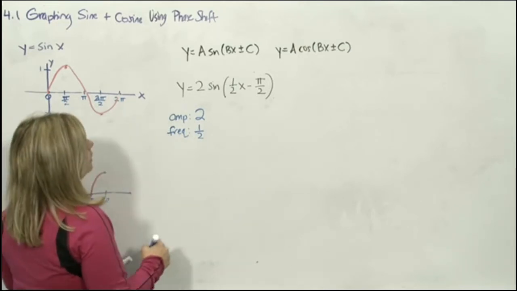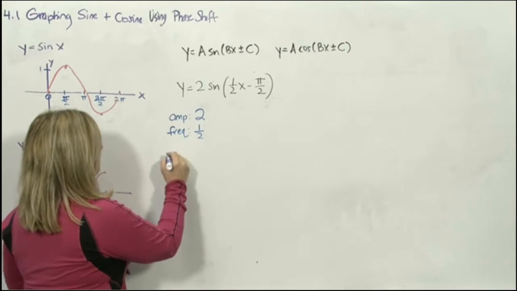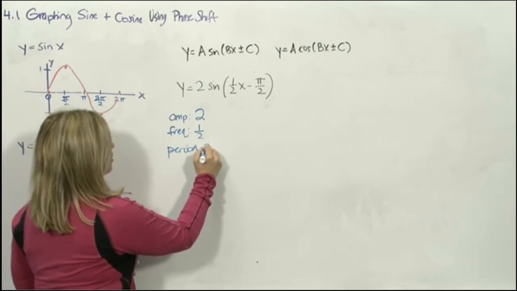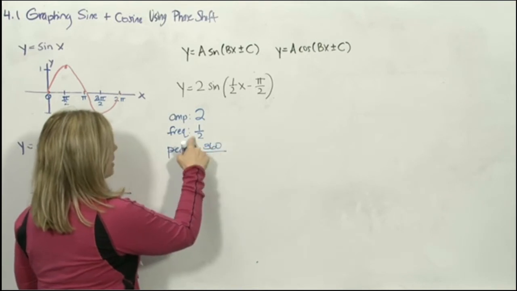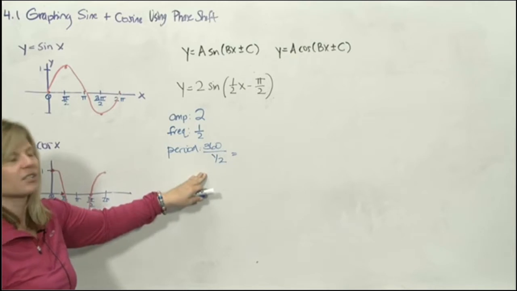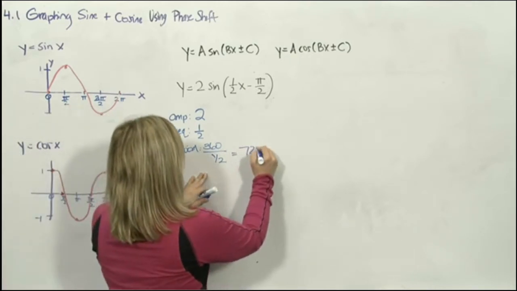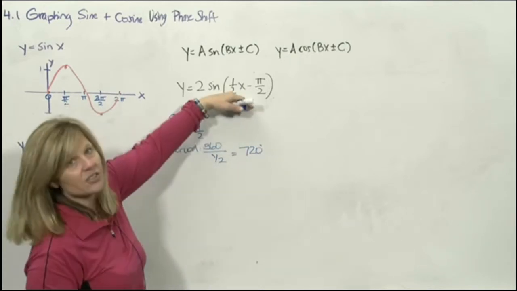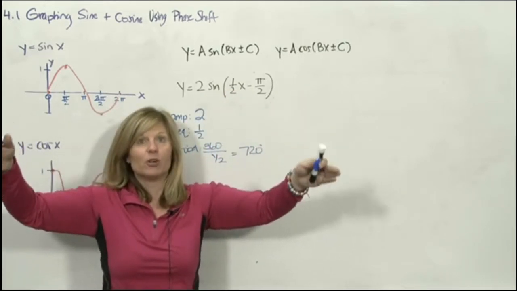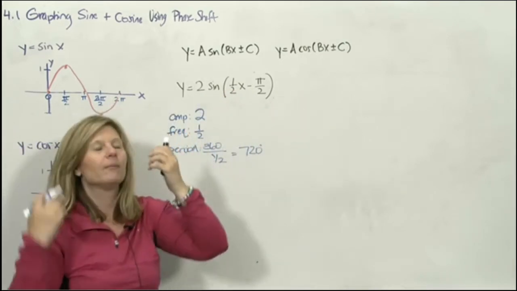Okay. All right, the frequency affects our period. So we got to find our period. Our period is always 360 divided by our frequency, a half. We've done this previously. What's 360 divided by a half? 720 degrees. For this equation, we are going to need 720 degrees to make the full curve, just so y'all know that.